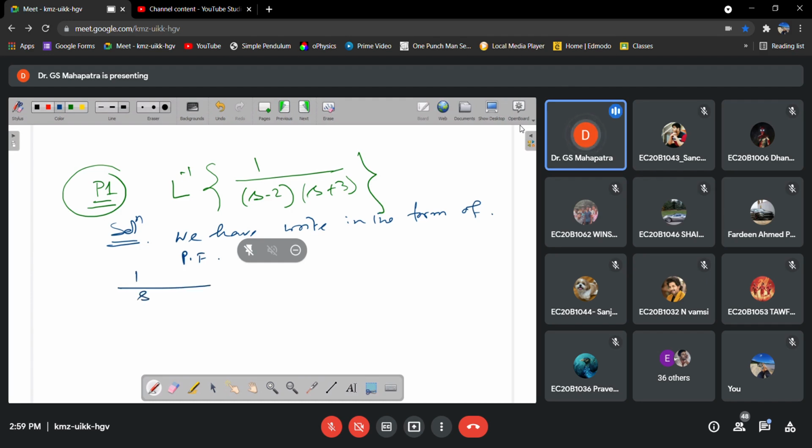1 by (s minus 2) into (s plus 3) is the simple case, so I have written this formula. Partial fraction, you have studied in which class? This year, or the first semester? I think you studied it in 12th standard or before that. Yeah, 12th, good. Sometimes somebody maybe before that also. CBSE or ICSE boards are different, they study at different times.